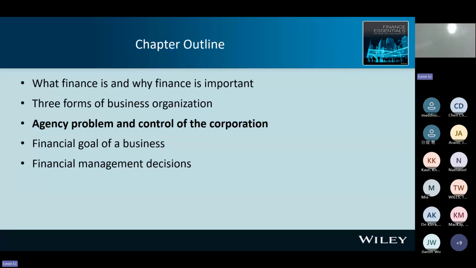So we finished the topic, 3 forms of business organization, right? For me, what I remember is small business versus large business or public business. You need to understand the advantages and the disadvantages for each form of business. Next one, agency problem and the control of corporation.